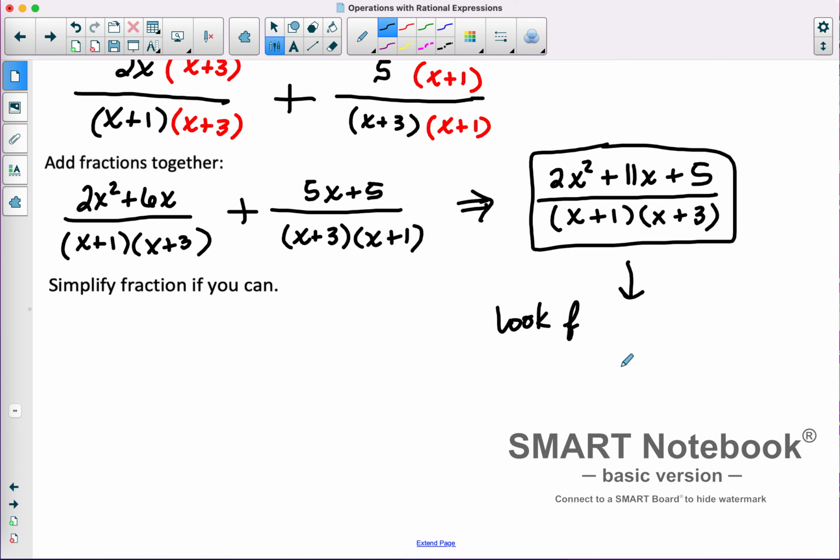There's a little bit of a delay, sorry about that. But so 2x squared plus 11x plus 5, that might be able to factor, but it also might not. So we just need to work with that to see if it can.